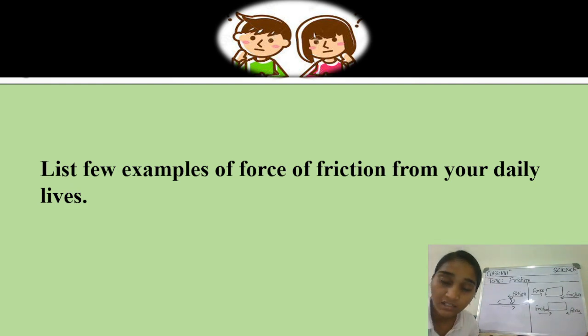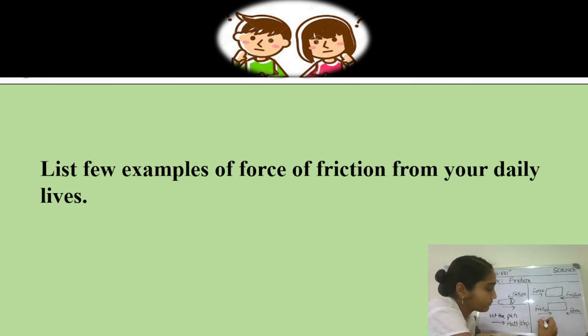And what other examples can you give? Yes, when we slide something, like when we hit the pen on the table, what will happen? Yes, it will eventually come to a halt, or we can say stop. Why? Because there is a force opposing the motion. We are trying to make the pen move forward, but some kind of force is opposing it. So what is actually involved? Yes, it involves the force of friction.